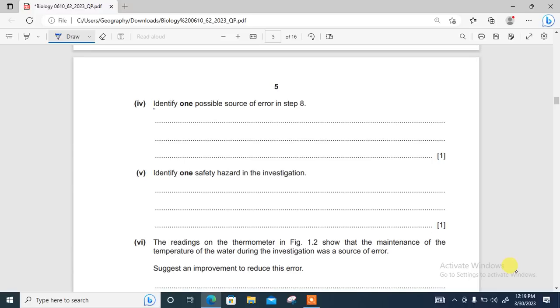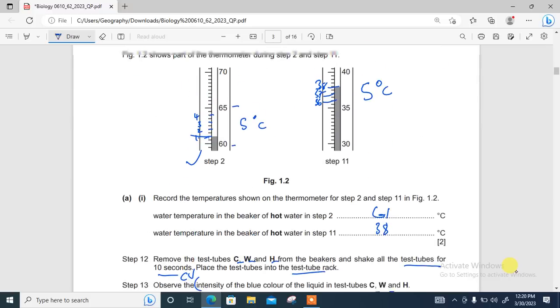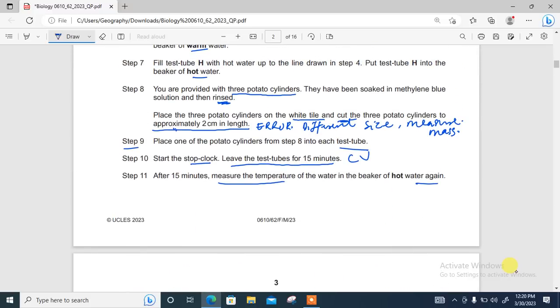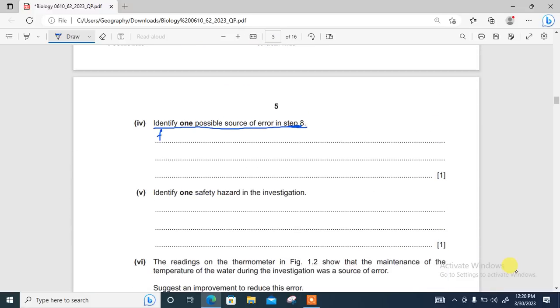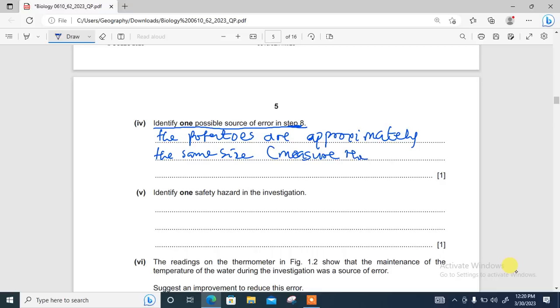So the next question is to identify one possible source of error from step 8. I think I identified that while answering this question. Going back to step 8, the potatoes might be of different sizes. So you come back, the potatoes might be of different sizes. So that's all. The potatoes should be approximately the same size. So instead of measuring the size, possibly you should measure the mass, and the mass should be equal.